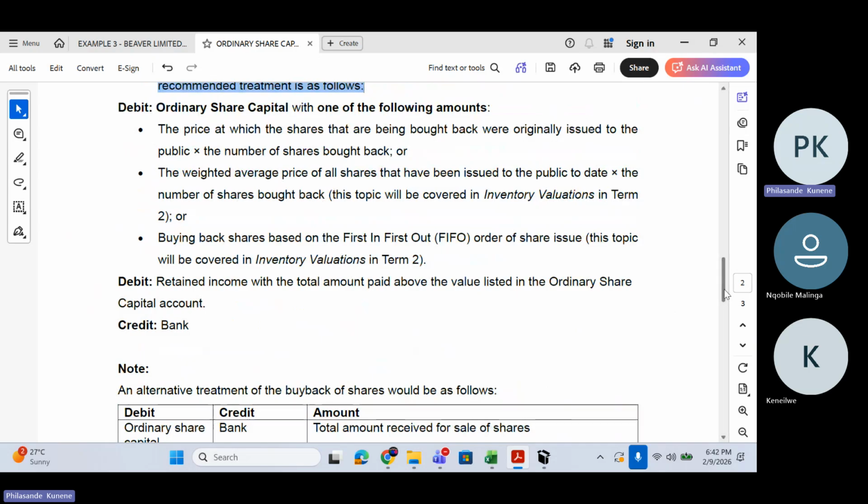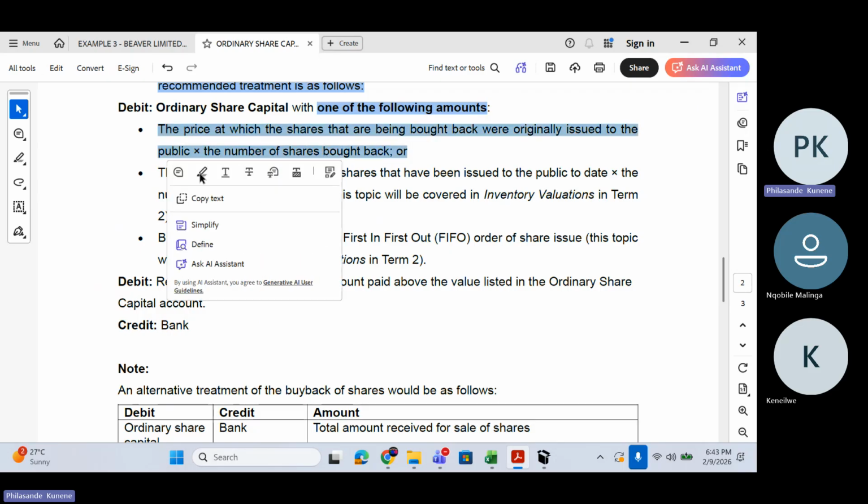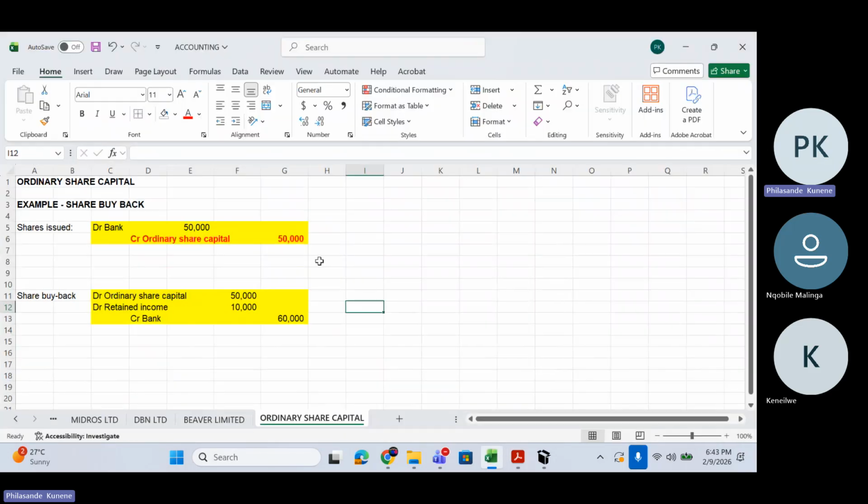They're saying the recommended treatment is as follows. Debit ordinary share capital with one of the following amounts, right? The price at which shares that are being bought back were originally issued to the public times the number of shares bought back. So this is what we did here. This is the 50,000 that we just debited here.